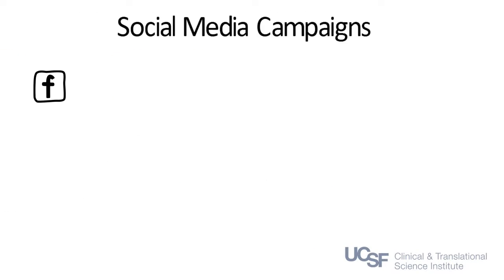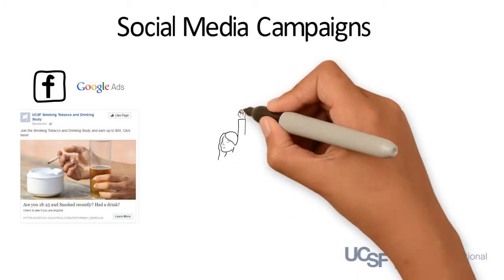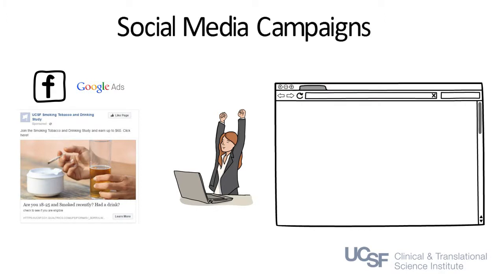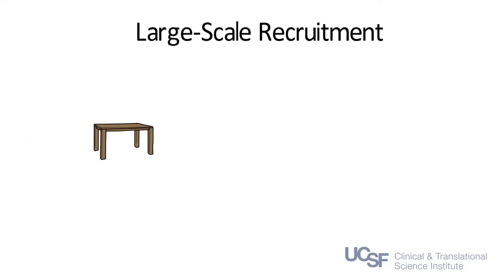Another way to target participants is through social media. Social media can work for recruitment campaigns that target a very specific demographic, or those who are likely to self-identify online as being impacted by a condition. This method can be efficient and cost-effective, but if your study team is new to social media recruitment, it can have a learning curve. Additionally, you'll need to monitor progress and adjust your strategy to ensure success. You can learn more about recruiting patients through the electronic medical record and social media at recruit.ucsf.edu.